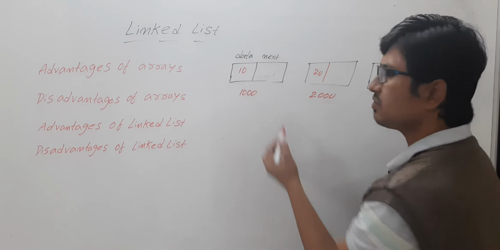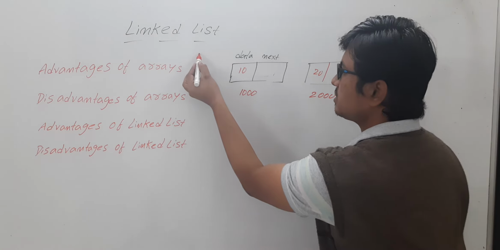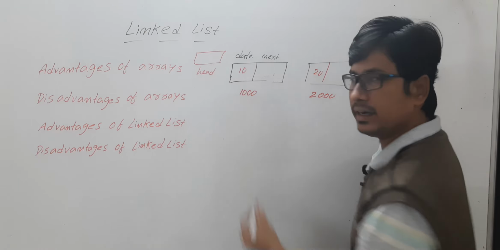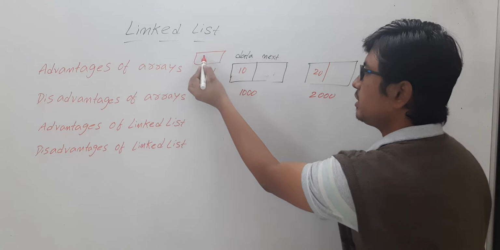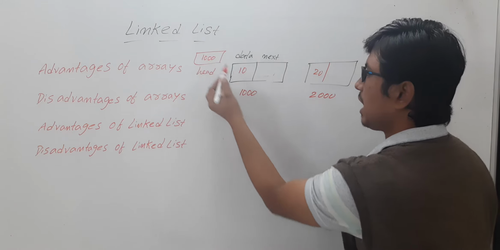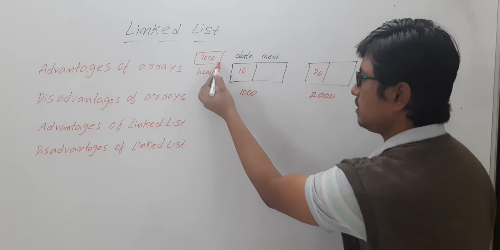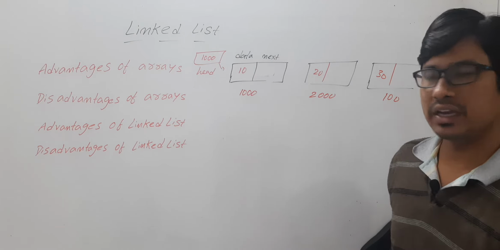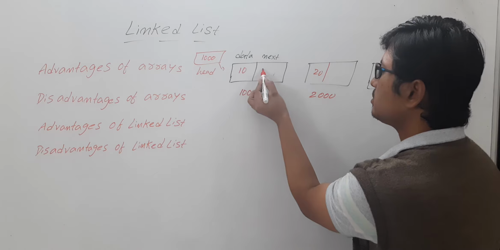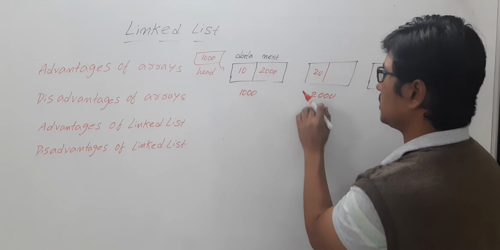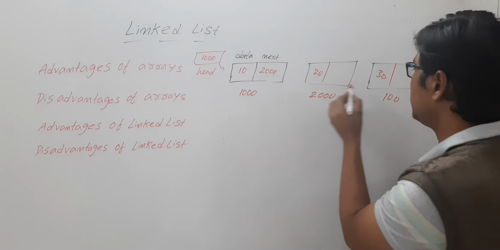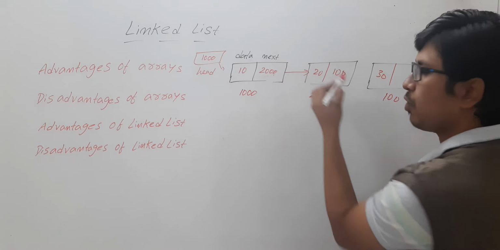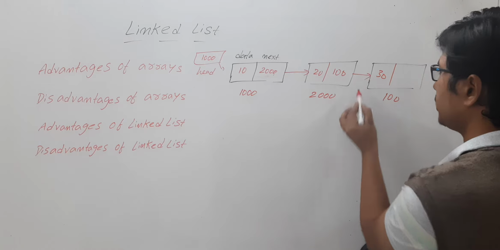Now this is the first node. So how can you say this is the first node? You will have one more pointer called head, which is pointing to the first node. So it will have the address of the first node. Now this is the first node, this is the second node. So how can you say this is the second node? The address of this node, 2000, will be stored here. Similarly, the address of this node will be stored here. So this node is pointing to this node, which is pointing to this node.